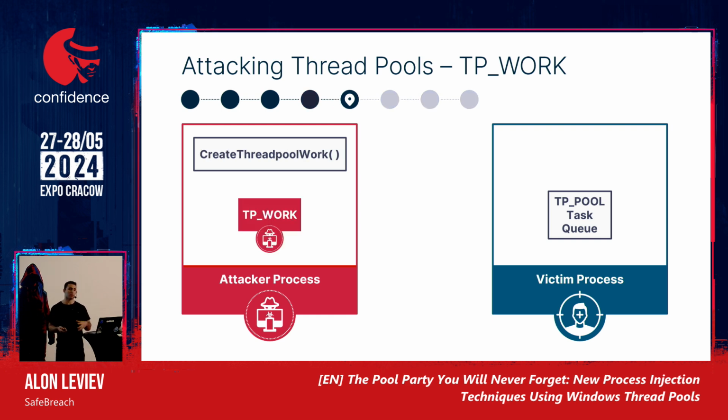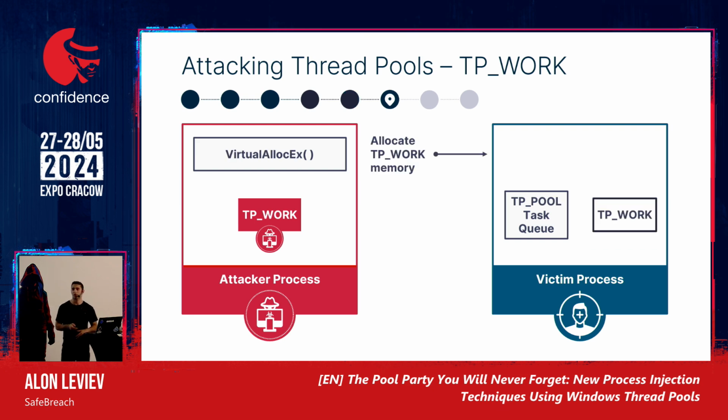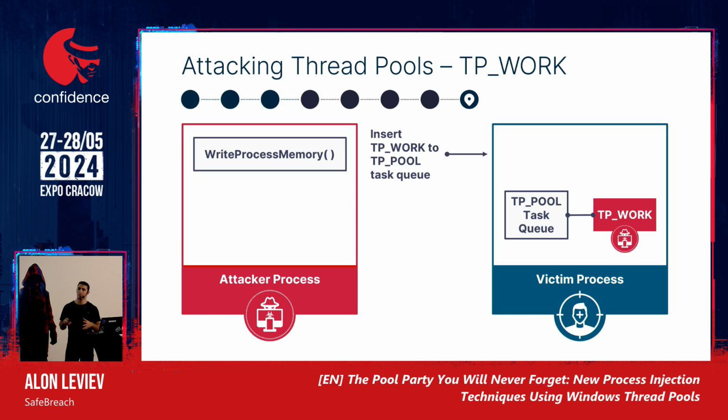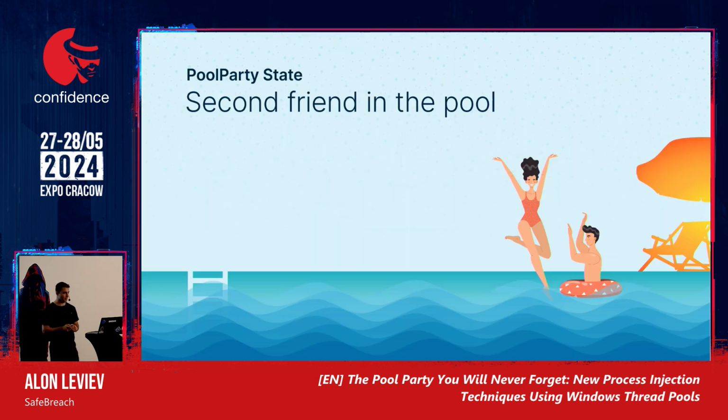We then proceed by creating the malicious work item whose callback points to a shellcode. We then allocate memory for the malicious work item in the target process, and then we write the malicious work item to the target process. You can see that the work item and the task queue are not currently connected. Lastly, we use any writing primitive to insert the malicious work item to the target task queue. And this step essentially manipulates the task queue in a way that it will have a new work item in its head. And as a result, the scheduler will dequeue the malicious work item and execute its callback. So please welcome our second friend in the pool party.